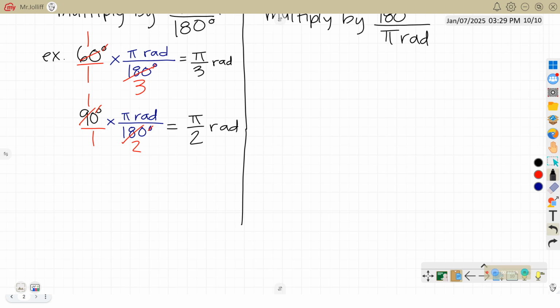Okay, one more. I want you to try it in small group. 135 degrees. Convert that to radians.